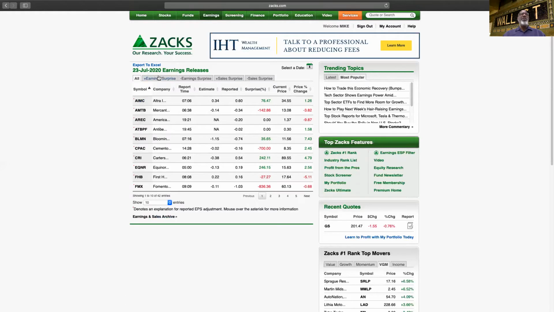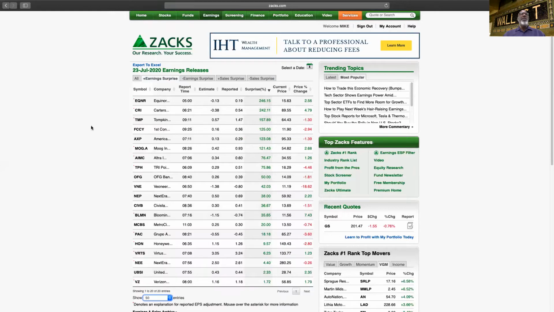I'm going to the earnings surprise. I'm looking for companies that actually beat the number. I'm going to open up all of them, and you can see that. Now I'll read across the top. Here's the symbol, the company, the time it was reported, the estimate, the actual report, how big the surprise was, the current stock price, and the move that was seen off of that earnings surprise.